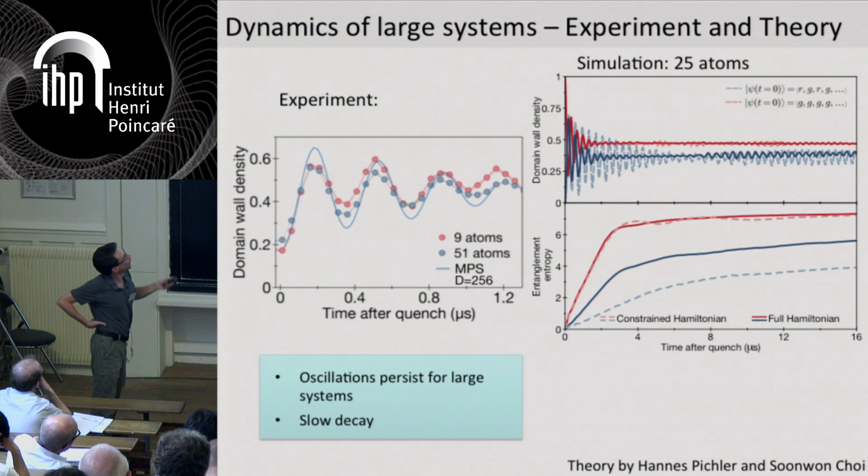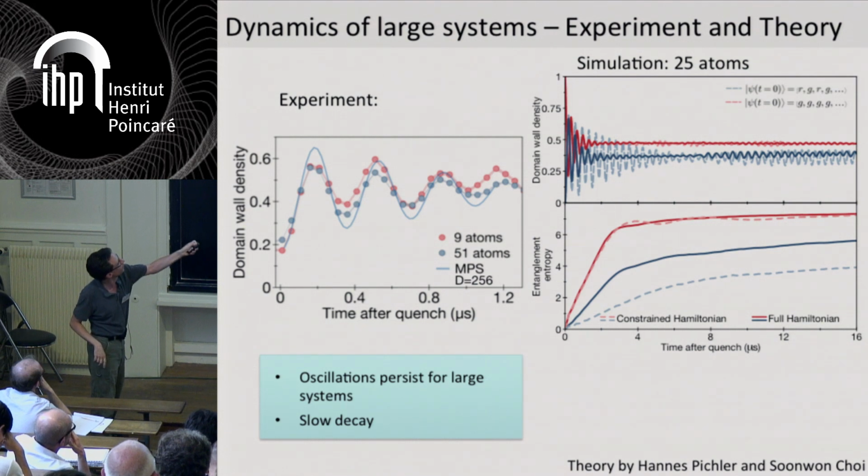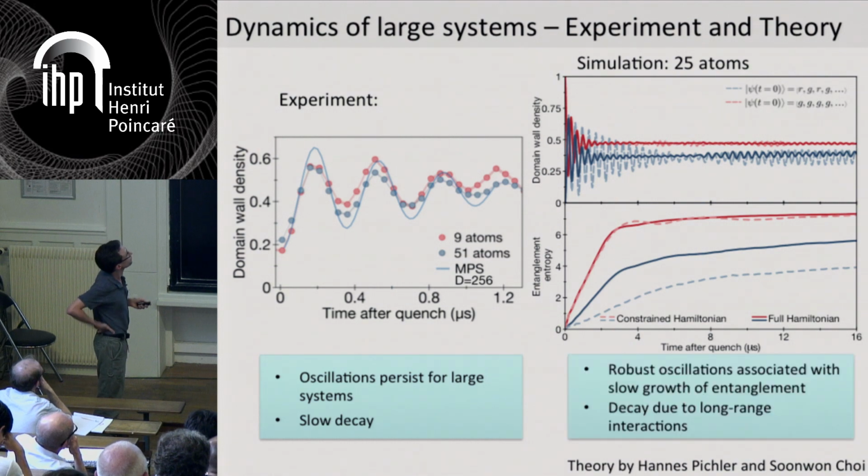And now, by looking at the full Hamiltonian, they could also predict that the damping of the oscillation is mostly due to the next nearest neighbor interactions. So basically, if you have just the constraint dynamics, it means you only consider interactions between nearest neighbors. That gives you the long oscillations in dashed blue here. And if you add now the next nearest neighbor interactions, which are quite weak, but still, these are responsible for the decay of these many-body oscillations.